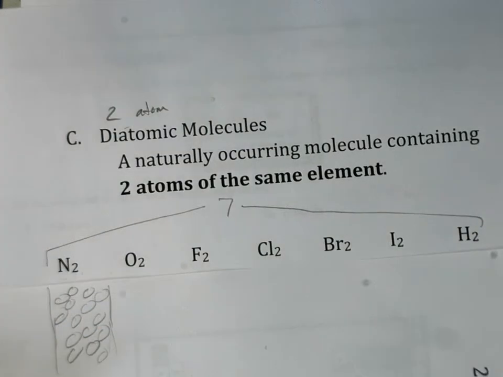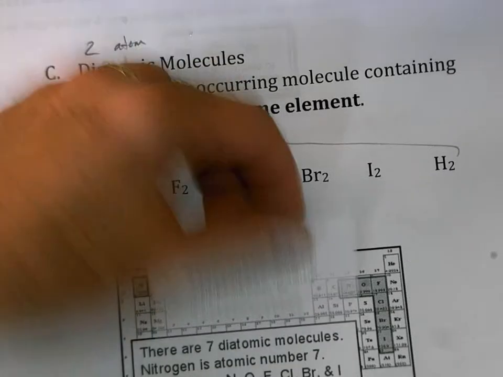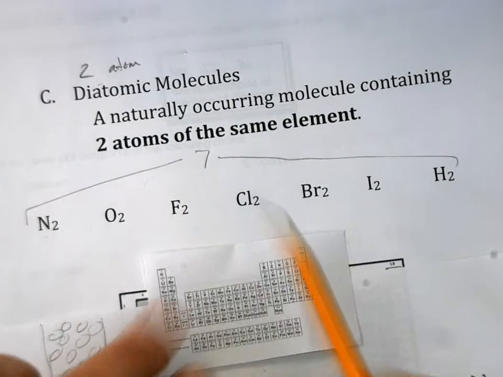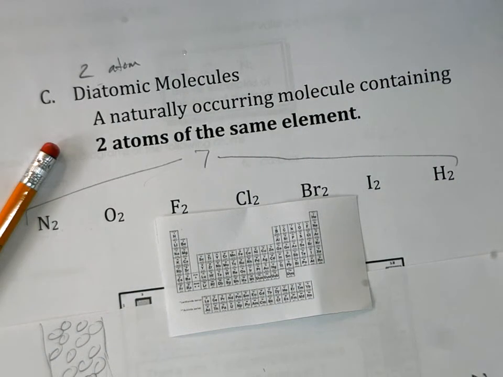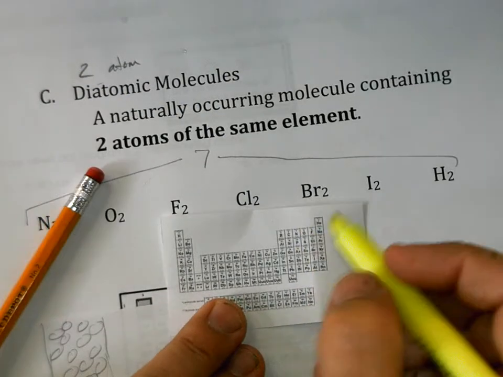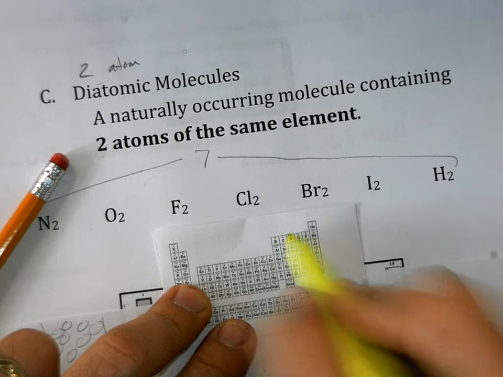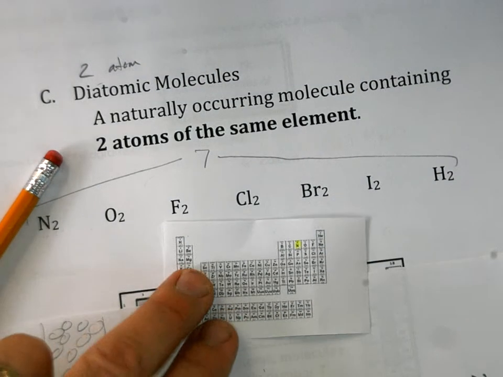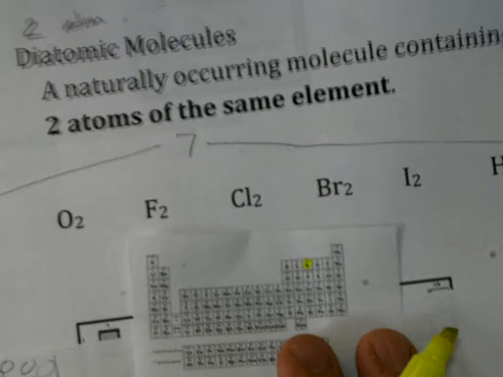Okay, periodic table now. So what we've got is there are 7 of these, and with your highlighter, I want you to find atomic number 7. Do you see it right here? It's nitrogen. So let me zoom in here. Since there's 7 of these, you're going to go to atomic number 7.